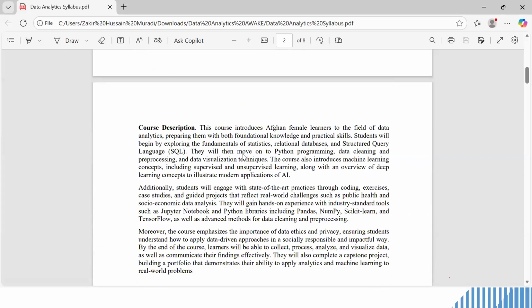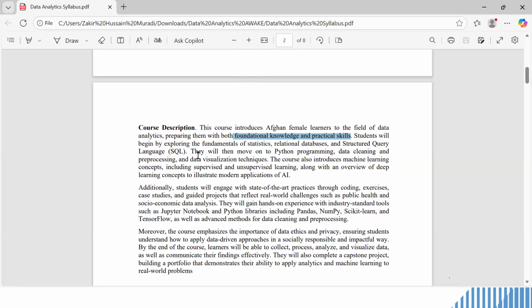When it comes to the course description, this course introduces Afghan female learners to the field of data analytics, preparing them with both foundational knowledge and practical skills. So we will have some basics of data analytics, and we will try to do it with practical skills like Python. We are mostly working with Python, so we will run those codes and see how it works in Python using different libraries.